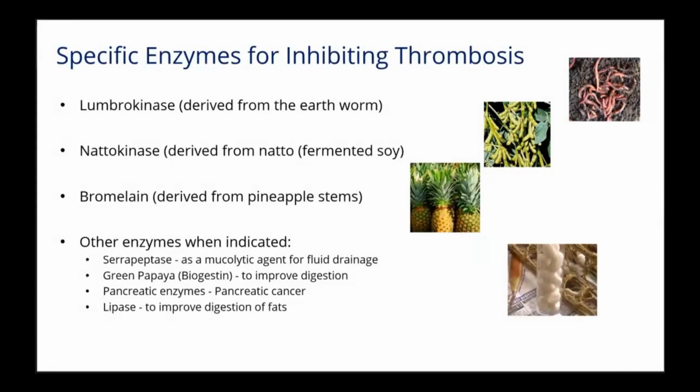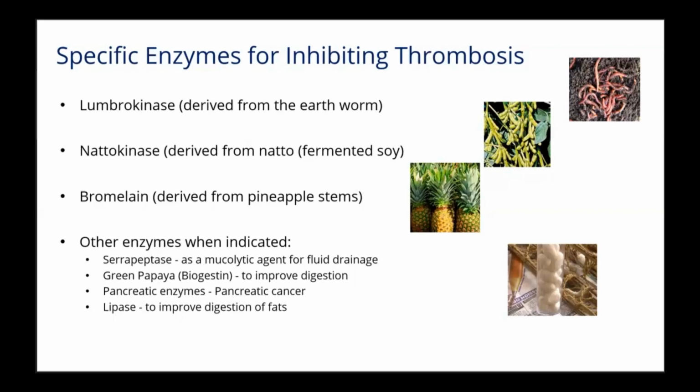So enzymes for inhibiting thrombosis, you've got the earthworm, lumbrokinase, right, from the lumbricals. You've got your natto, from natto miso, soy. You've got your bromelain from pineapple, from the stems. And then you've got other enzymes like serrapeptase, which I use a lot, which is more as a mucolytic agent for fluid drainage, especially if there's phlegm buildup in the lungs, like lots of sticky fluid and things like that. Serrapeptase is really good. Green papaya, Biogestin, which is really good for digestion, especially of proteins. I love the green papaya extract.